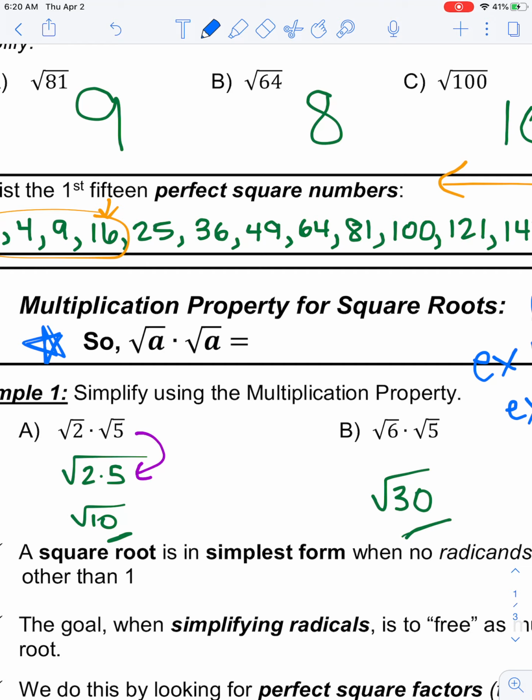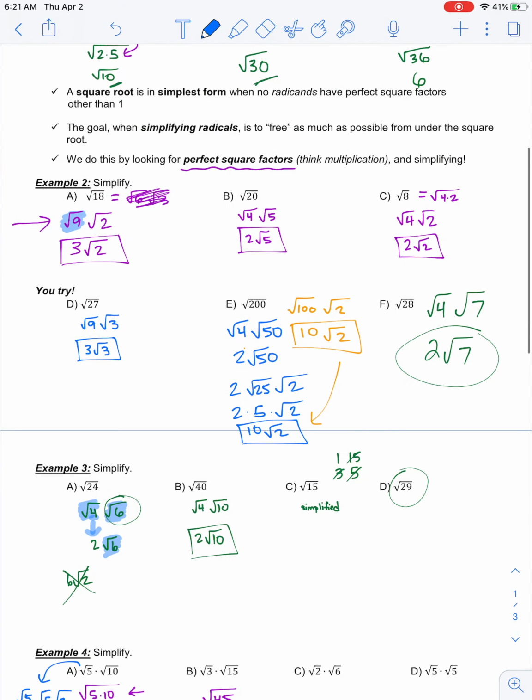All right, so if you ever have root a times root a, meaning you have the same number under both roots, if I put it together, that'd be root a times a, and that is the same as root a squared. Now, if it's a squared, it has to be a perfect square because that's what a perfect square is, a number squared. And what happens is the square root and the square just cancel each other out, and I just get a. So root a times root a is equal to a.